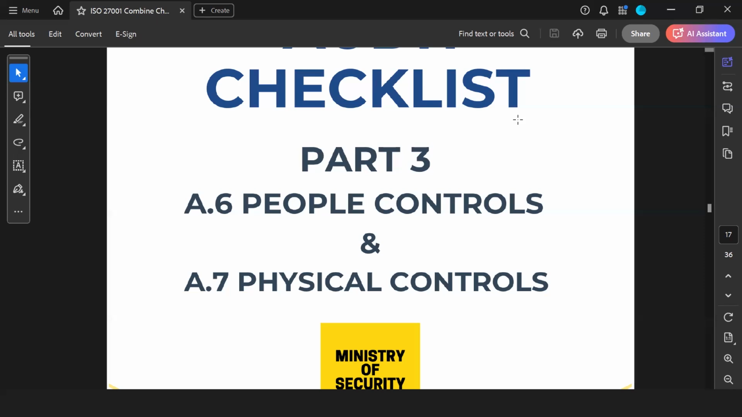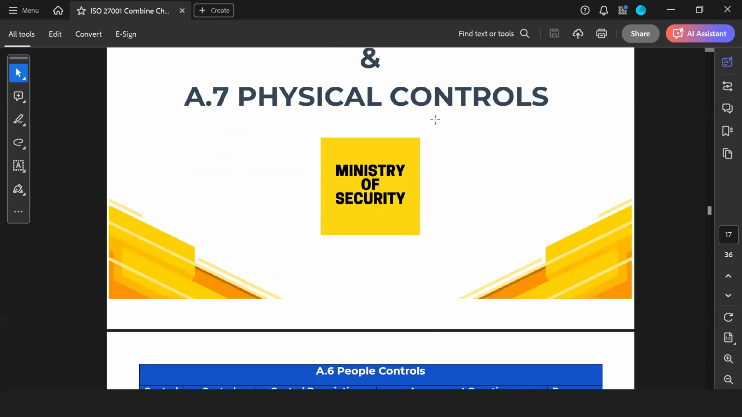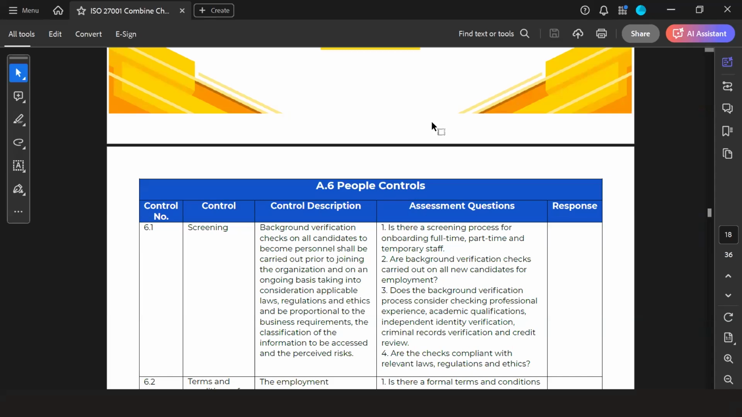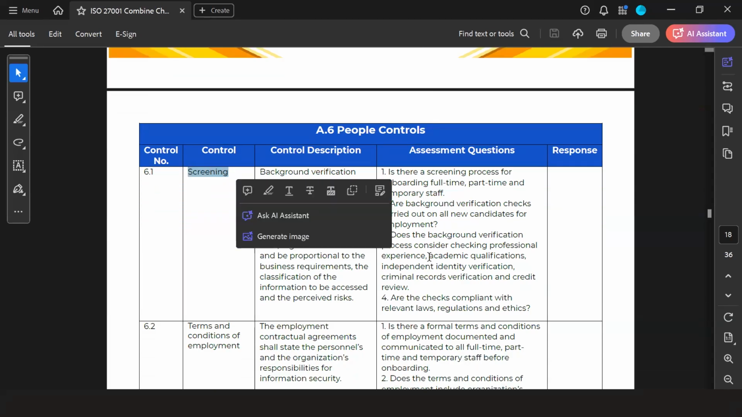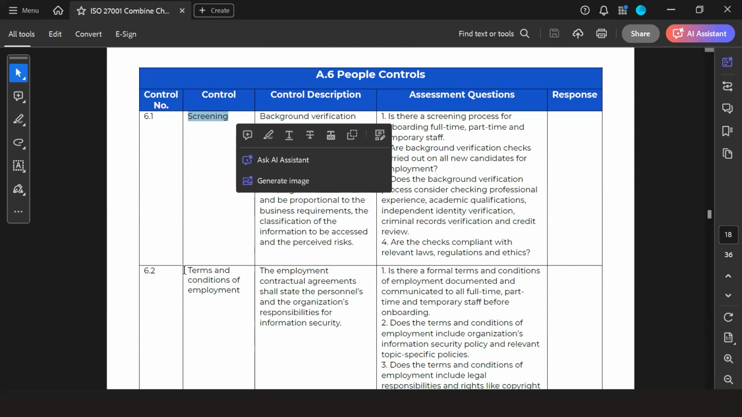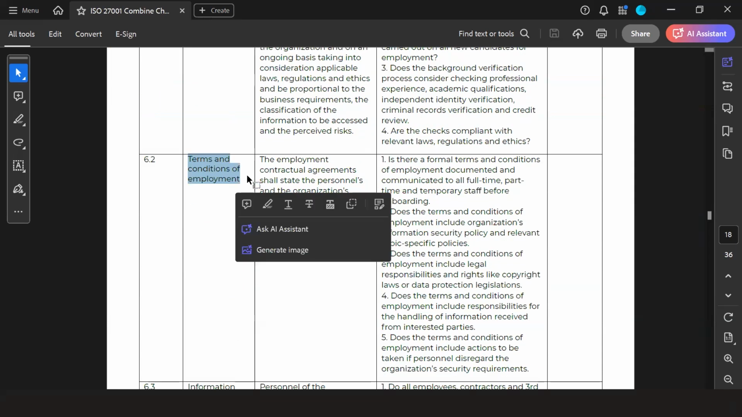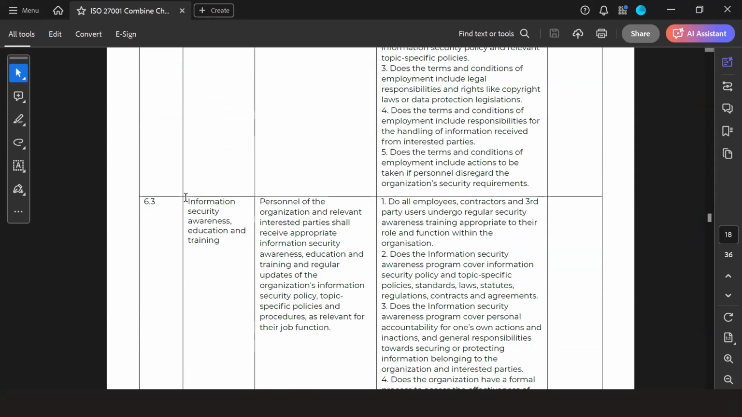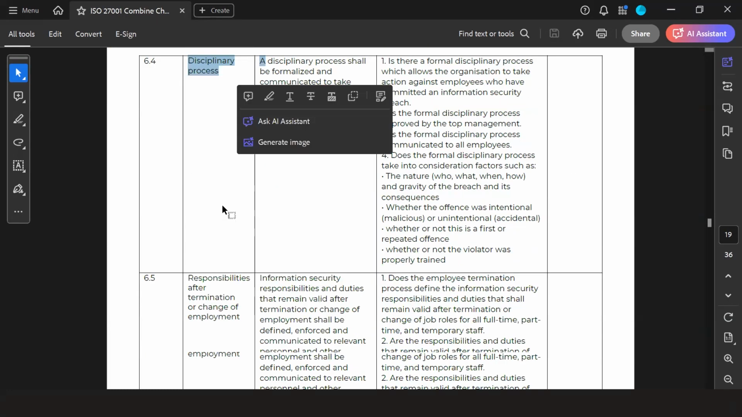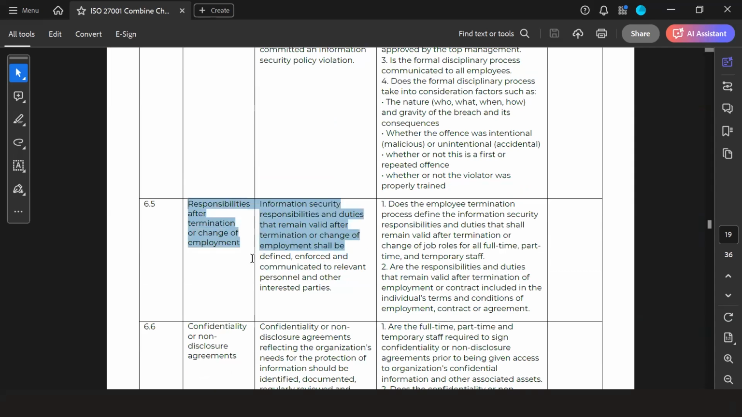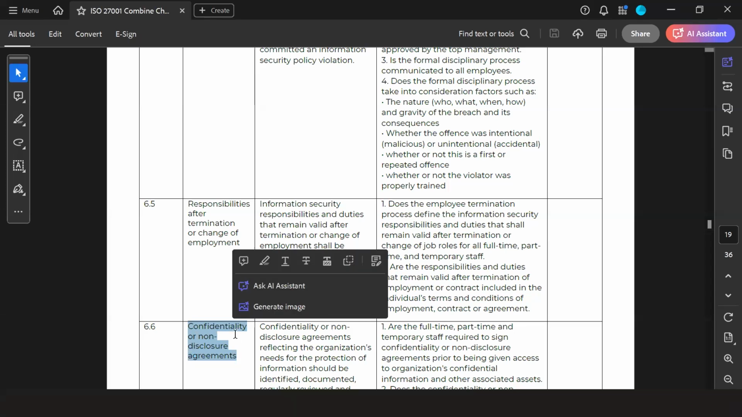When I took you through people controls, that question must have come to your mind: why am I using this? Because when we talk about security, we think about technical security only. But here you see what we have covered: screening, background verification, terms and conditions of employment, NDAs, non-disclosure agreements, the training that is given, then the disciplinary process, responsibilities after termination or change of employment, and confidentiality or NDA signed. You see, this is all part of security.